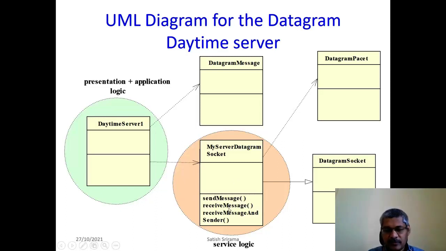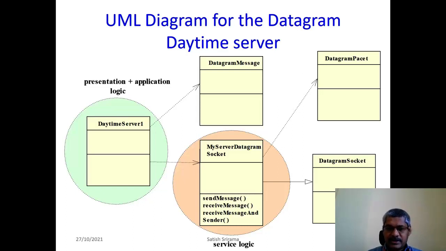This is where you have the methods, send message and receive message. These are basic things we have already seen in chapter 4, and the extended thing we are seeing is receive message and also the sender address, that is, the client address you are getting, so that you can send the response back to it. That's about the server side of this datagram datetime server.